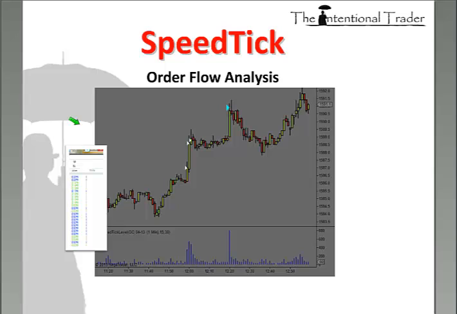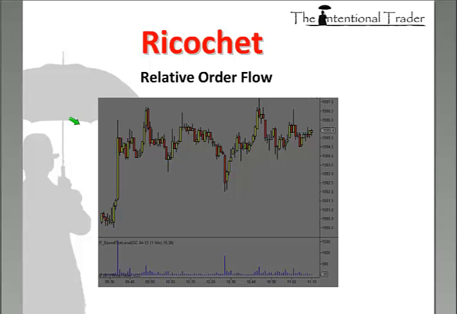So I used volume spread analysis to determine when the big money is manipulating the market. I used order flow analysis to also determine when the big money is moving the market. So now I've got two different types of analysis, two different sources of data, both suggesting the exact same thing.